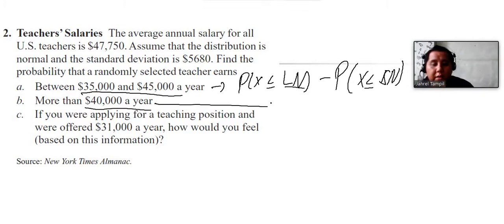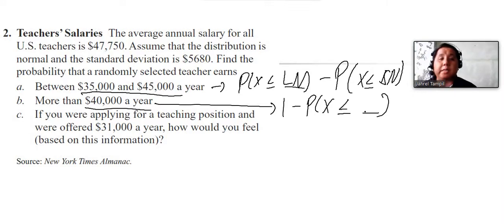We also had that if we're looking for a probability more than a certain data point, then what we will do is 1 minus the probability to the left of the given data point. This time, what if we're just looking for a specific data point, such as if you're applying for a teaching position and we're offered $31,000, how would you feel about it based on that information? So, let's analyze this one through Excel.